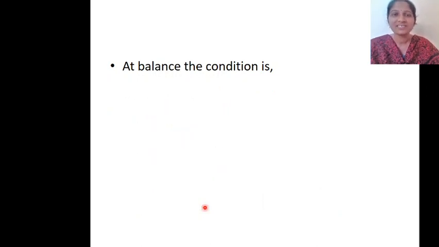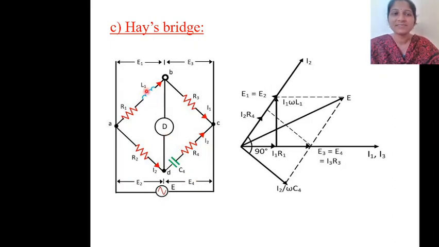Now coming to the phasor diagram. The phasor diagram can be drawn when E1 is equal to E2, E3 is equal to E4, and E1 plus E3 is equal to the total voltage E, because these equations should be the same for all the bridges. So by using those equations, you need to draw the phasor diagram. First, what is E1? E1 is equal to I1 into R1 plus I1 into j omega L1. Consider I1 as the reference vector, so I1 R1 will be in the same phase.